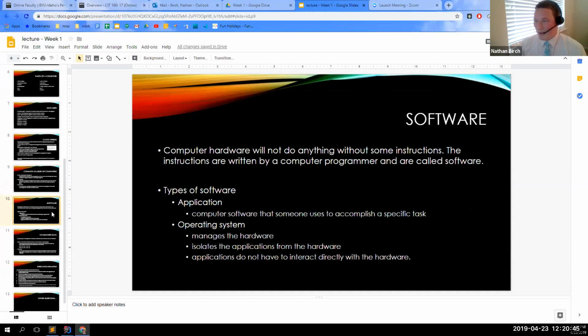Okay. So let's go into software a little bit. Computer hardware, we already talked about a little bit. The bus, cache, main memory, hard drive, CD player, all this is hardware inside of a computer. Software is the way that hardware actually does something. Right here I wrote computer hardware won't do anything without some instruction, and these instructions are written by programmers or software developers who write software.